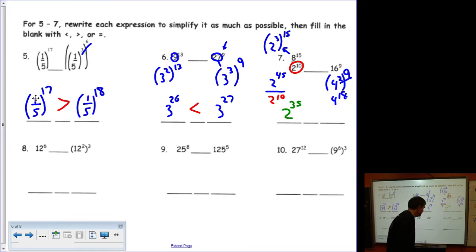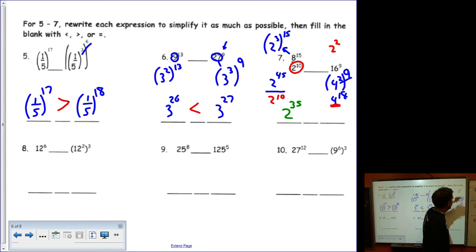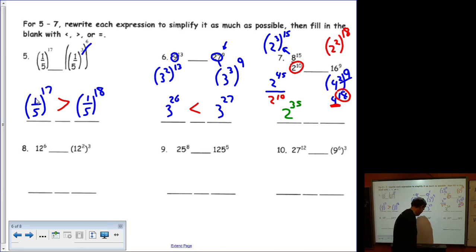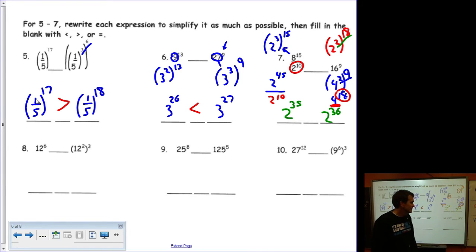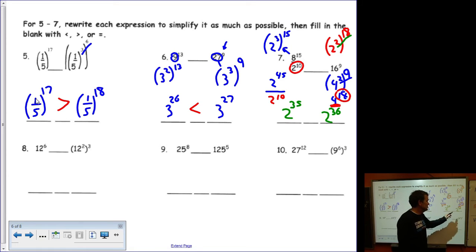The problem is, that thing can be reduced again, because 4 is still a perfect square. So the 4 can be rewritten again as 2 squared. Now the 4 was to the 18th power, so the 2 squared is to the 18th power. And then finally, when I do the power to a power rule, I get 2 to the 36th power. And finally, 2 to the 36th is greater than 2 to the 35th.